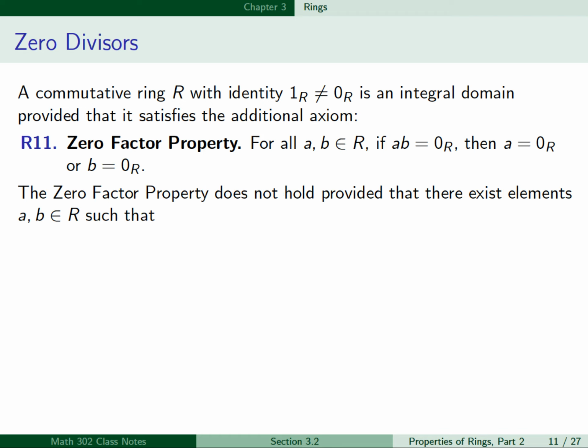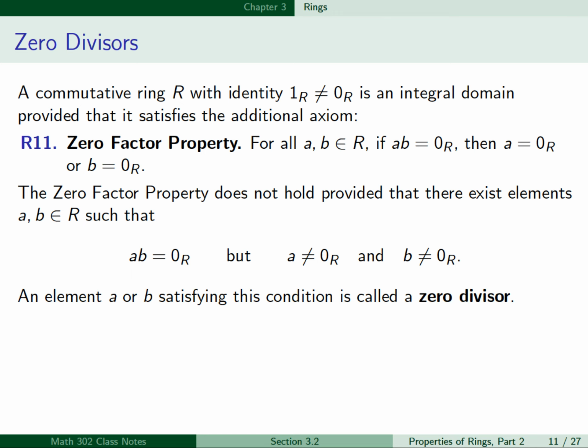Now the zero factor property does not hold provided that there exist elements a, b in R such that a times b is 0, but a is not equal to 0 and b is not equal to 0. So if we just take the negation of the zero factor property, it's going to say that there exist elements a, b in R such that our hypothesis ab equals 0 is true, but the conclusion is false, so that both a and b are not equal to 0.